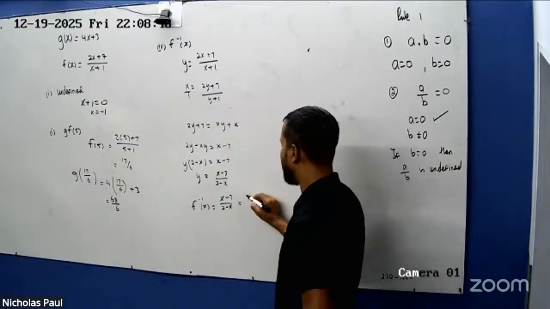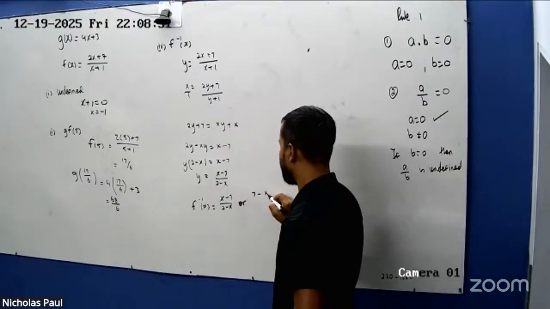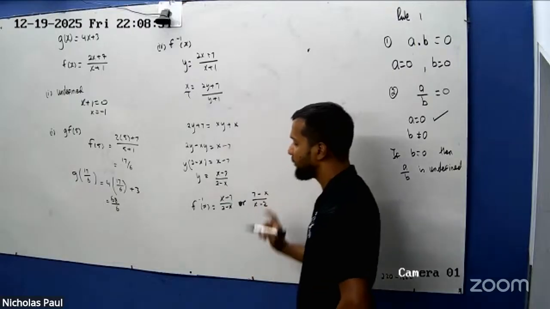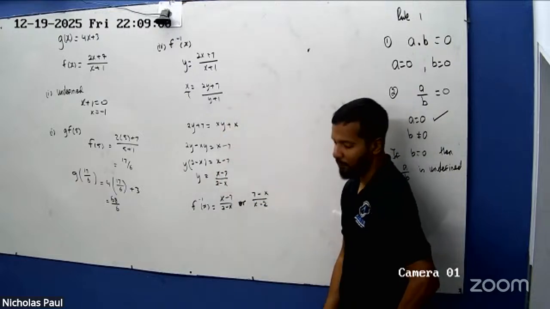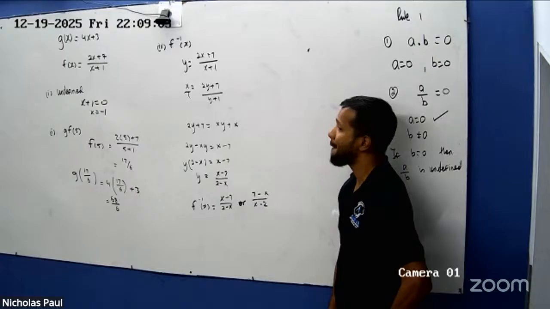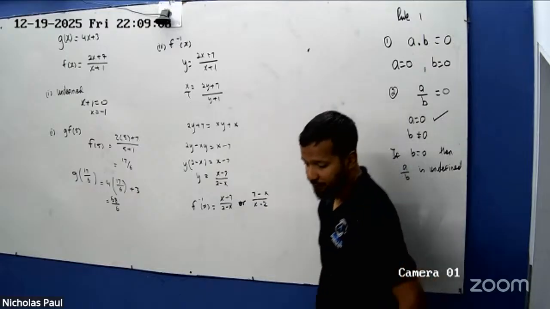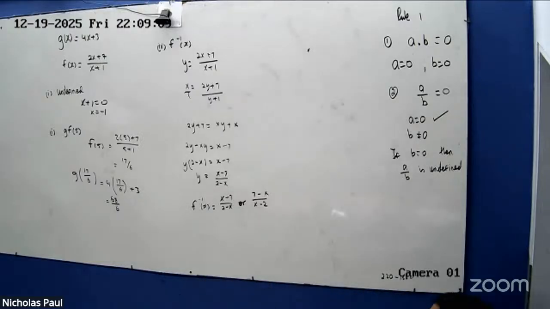Or some people might have 7 minus x over x minus 2. Same thing, just all the signs are different. It's based on how you cross multiply, which side you put on which side. That's it. One more hard one. It's a little bit hard. Last one.